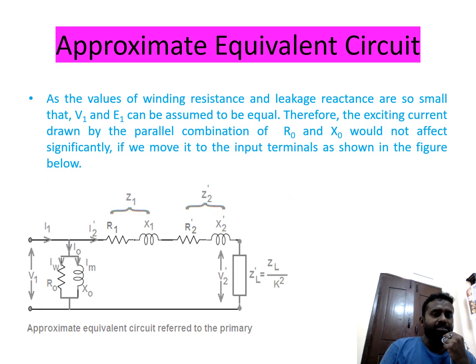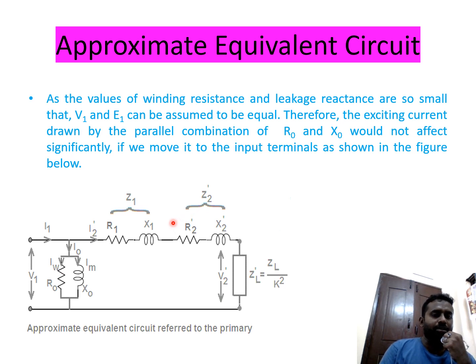Now we can also have an approximate equivalent circuit, as the values of the winding resistance and leakage reactance are so small that V1 and E1 can be assumed to be equal. Therefore, the exciting current drawn by the parallel combination of R0 and X0 would not be affected significantly if we move it to the input terminals as shown in the figure. Previously this was connected after this. This is the equivalent circuit referred to primary, with R2 dash, X2 dash. As you can see, when you get R2 dash and X2 dash, there are no more components R2, X2. That means R2 and X2 are referred to primary.